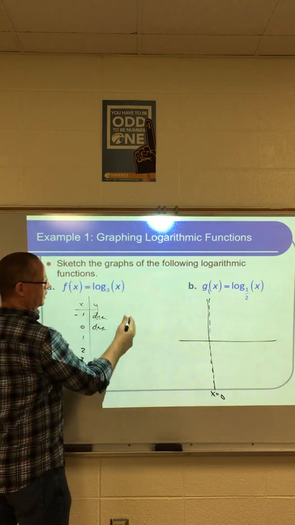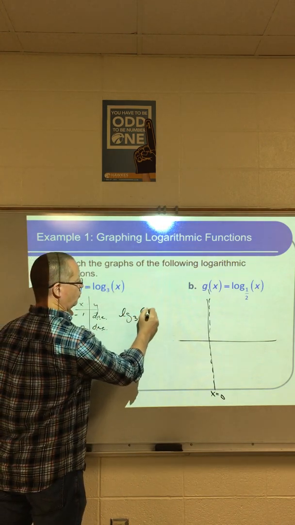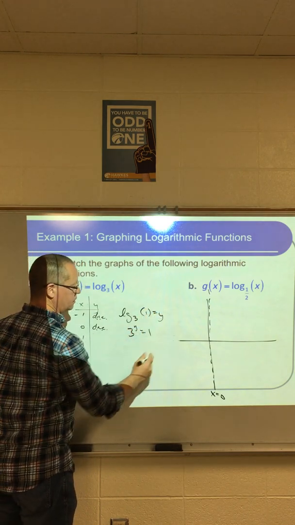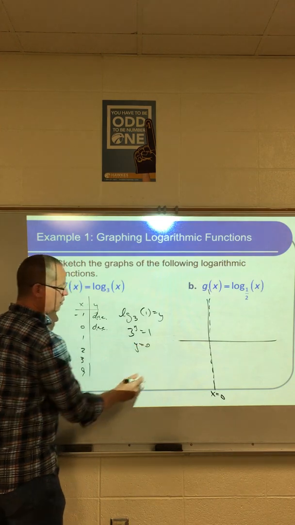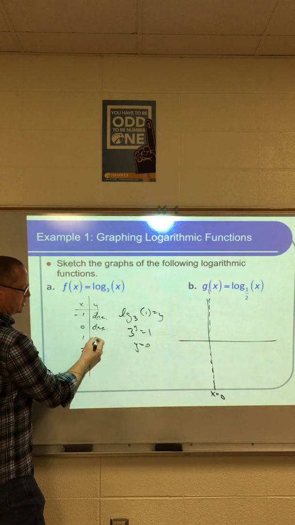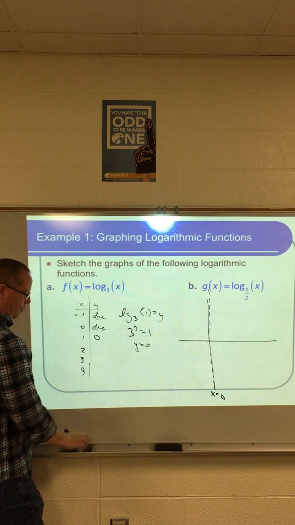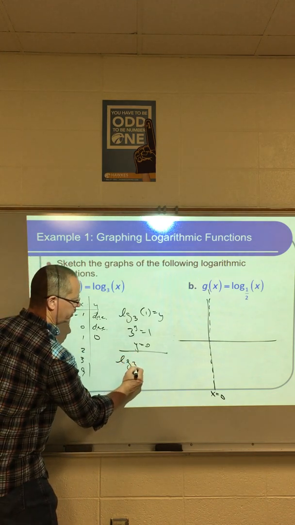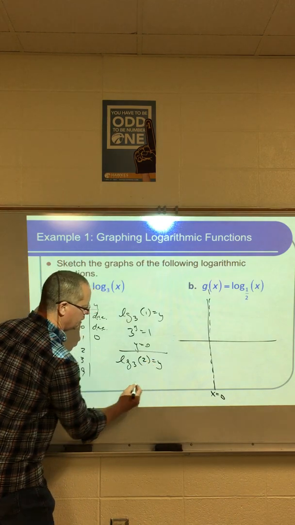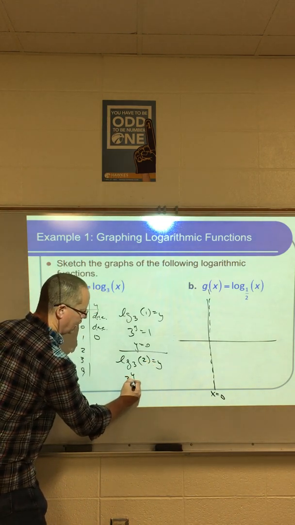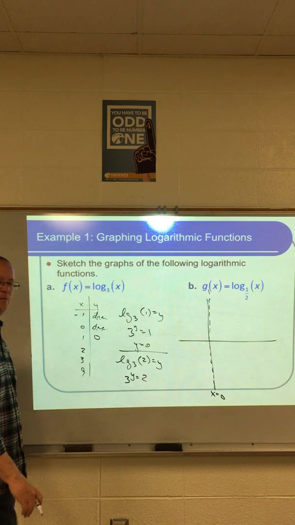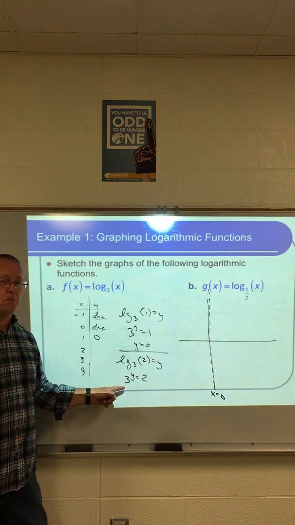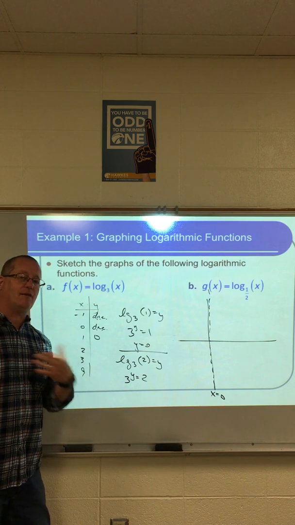If I plug in a 1 right there, that's log base 3 of 1 is supposed to equal y. That says 3 to what power gives me 1, so of course that would be 0. When I plug in a 1 for the x, I get a 0 for the y. If I plug in the next number, you get log base 3 of 2 is equal to y. That would be 3 to the y power gives me 2. Now, understand this. This exists, but I don't know what it is. We have a way of finding that out.